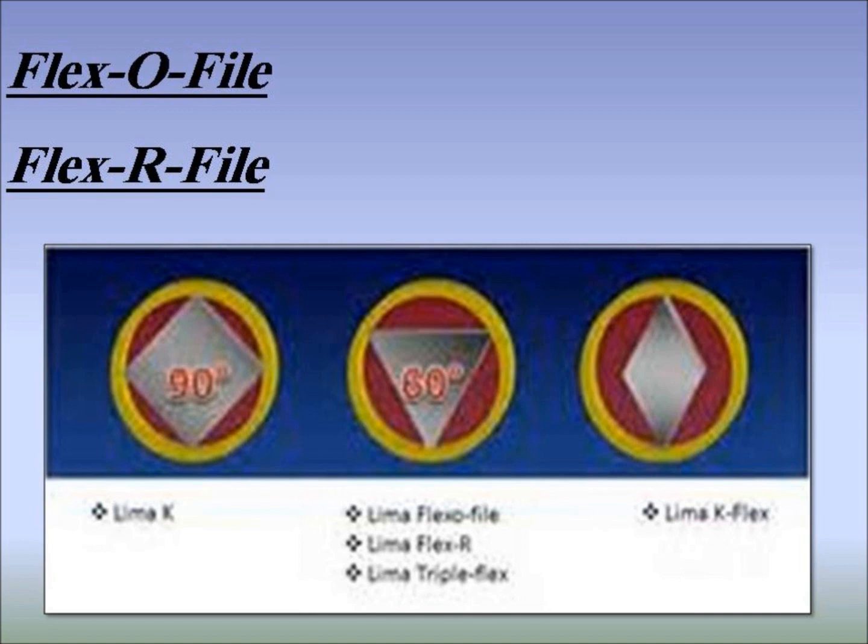Flex-R file. The design of the tip of this instrument eliminates the possibility of ledge formation, by removing the cutting surface of the tip's leading edge. This guides the instrument in the canal rather than cutting. It has a triangular cross section which increases its flexibility. It cuts more efficiently in anticlockwise motion and can be used for a filing action.